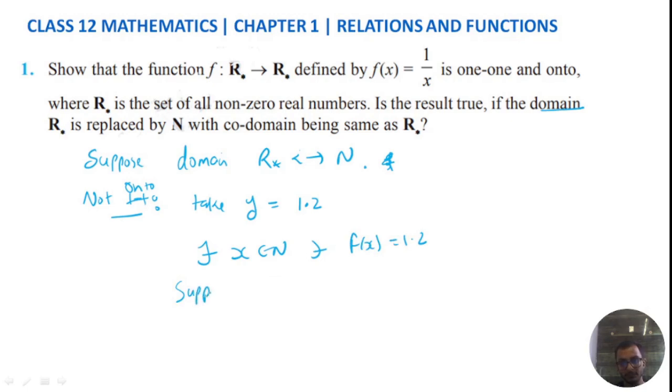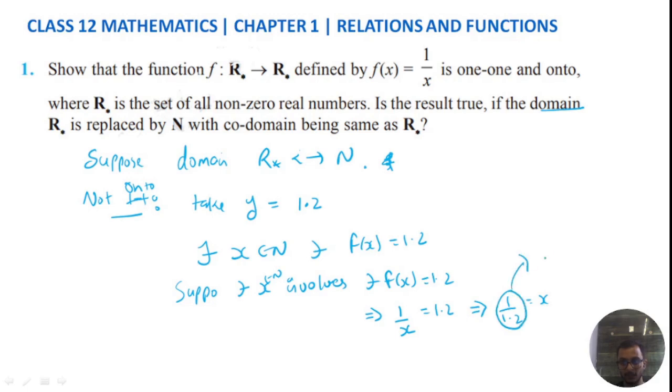You will ask why. Suppose such an x exists, this x belongs to the natural numbers, such that f of x equals 1.2. Now tell me what f of x is. It is 1 over x equals 1.2, which will imply 1 over 1.2 equals x, but x belongs to the natural numbers and this is not a natural number. So this says that x is not a natural number, which is false, right? So such an x will not exist such that f of x equals 1.2, which implies that our f is not onto.